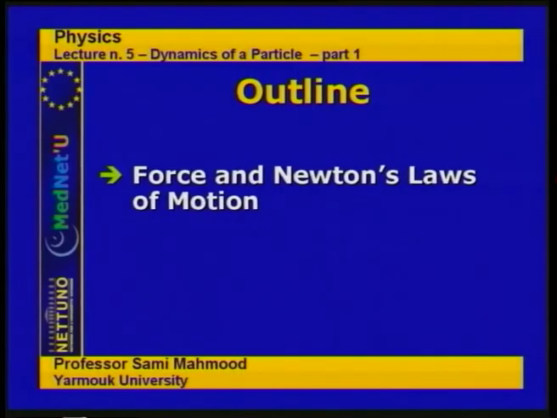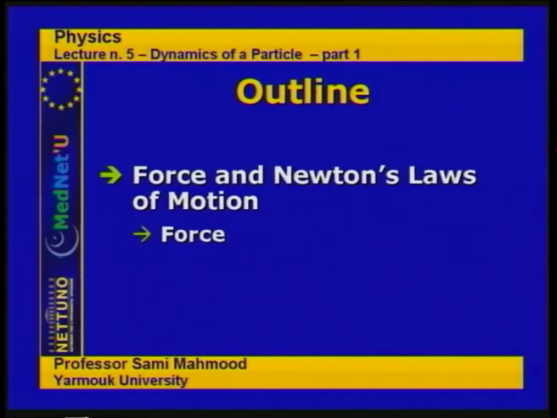In this lecture, we will be talking about the dynamics of a particle, a branch of the study of the motion of a particle. Dynamics of a particle involves concepts such as force and mass, and the principles that describe the relation between force and the motion of a particle are wrapped up in Newton's laws of mechanics.